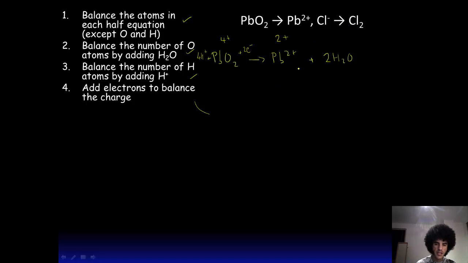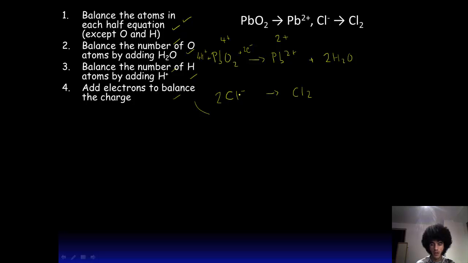Let's do the second one, which is a bit easier. So I've got Cl- making Cl2. The first step is to balance the atoms. 1 chlorine here, 2 chlorine there. I need a 2 there to make it happy. Next step, I need to balance the oxygens and hydrogens. Now that's not relevant here, so I can skip those steps and move straight here. It says add electrons to balance the charge.